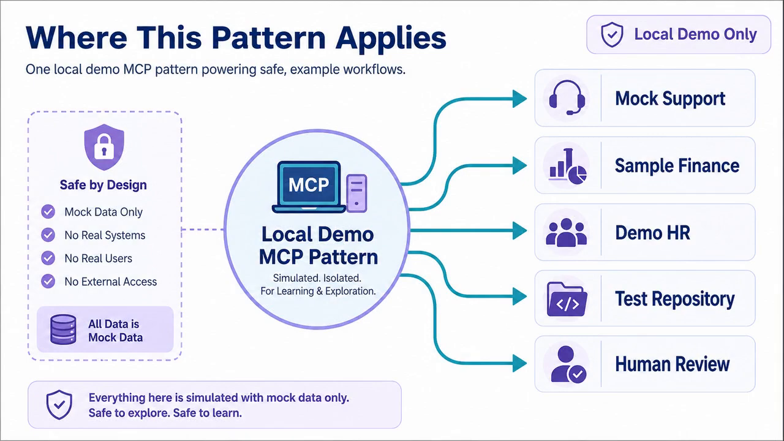That idea leads directly to where this pattern applies. This local demo pattern can map to many workflows later. A support assistant could search mock ticket data. A finance assistant could inspect sample invoice exceptions. An HR assistant could answer from demo policy files. A developer assistant could inspect a test repository. The architecture is reusable, but production controls must come first. The right question is not only can the agent act, but should it act?